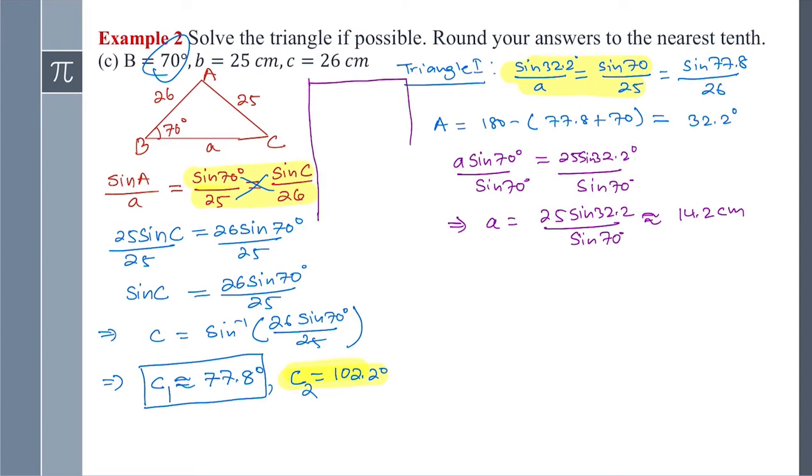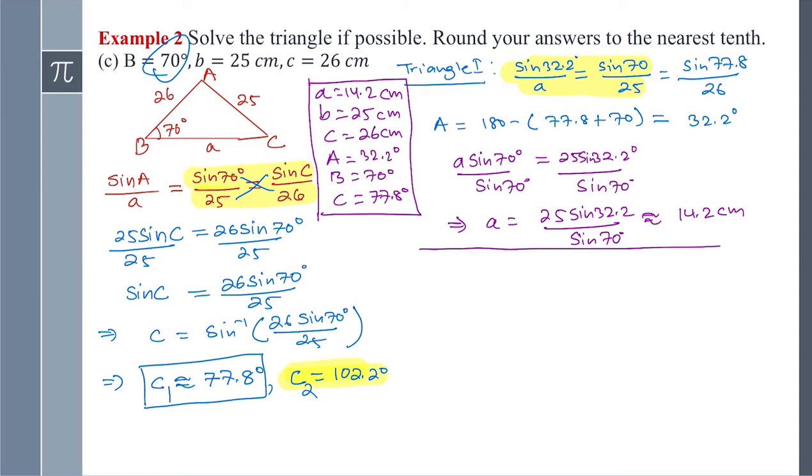So for triangle 1, let me write it here. We have side A equals 14.2, side B was given 25, these are centimeters, side C was given 26 centimeters, and then angle A we got was 32.2 degrees, angle B was given 70 degrees, and angle C we found as 77.8 degrees. That was the first possible triangle. Now let's look at the second possible triangle, or I'm going to write triangle 2.